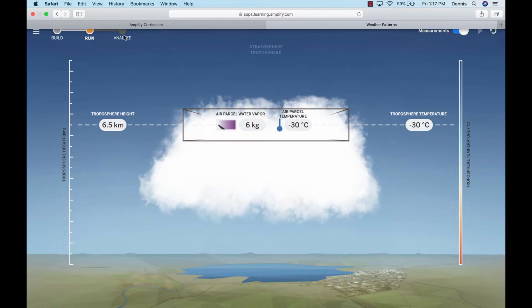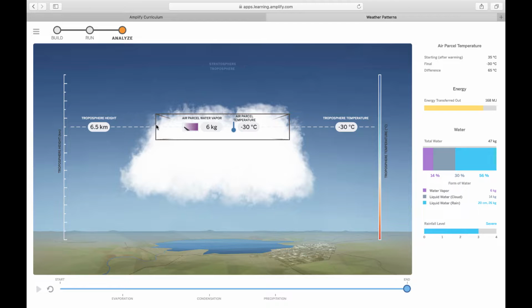So let's go ahead and hit Analyze. There we go, Analyze. And we can get all the data that we need. And we're going to have a data table to fill out down below. And we can see right here that we hit a rainfall level of 3. So not exactly as severe as possible, but still a pretty strong event.